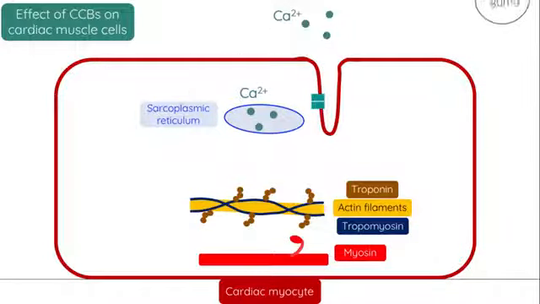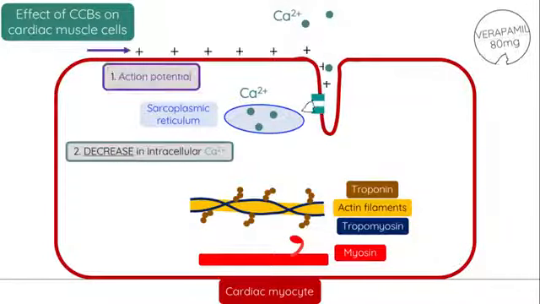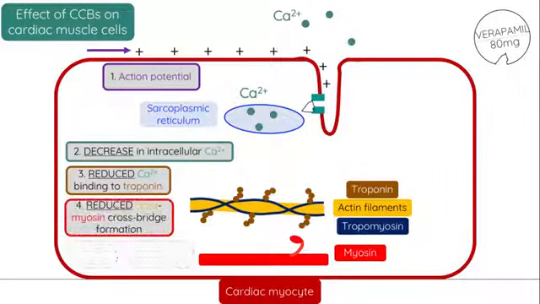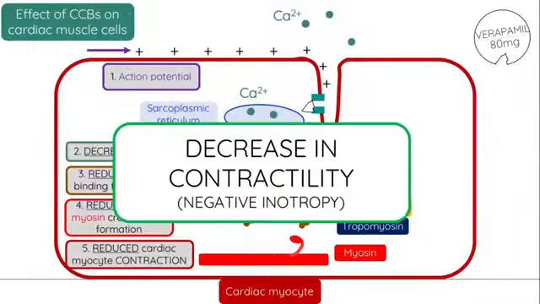Now, if someone is given a calcium channel blocker like verapamil, which is specific to cardiac calcium channels, this decreases the intracellular calcium ion concentration, leading to reduced contraction of the cardiac muscle cell. Reduced contractility of the heart is referred to as negative inotropy, and this is why verapamil acts as a negative inotrope.